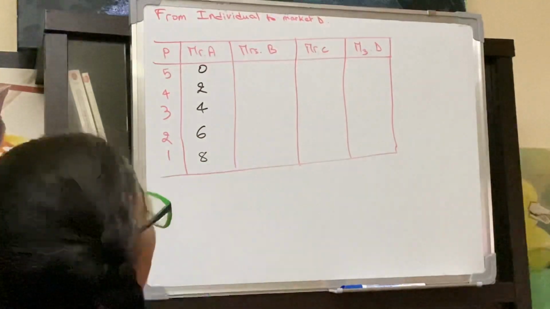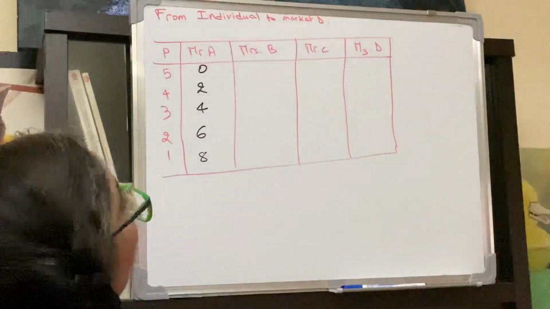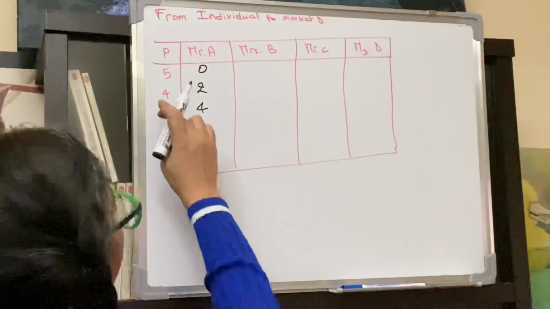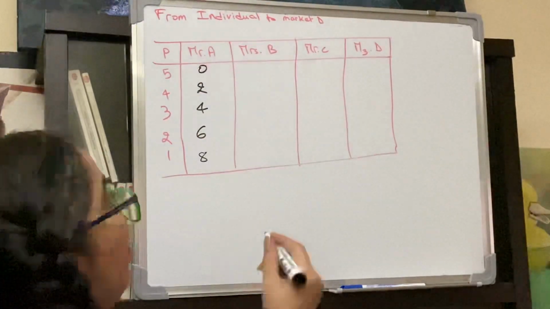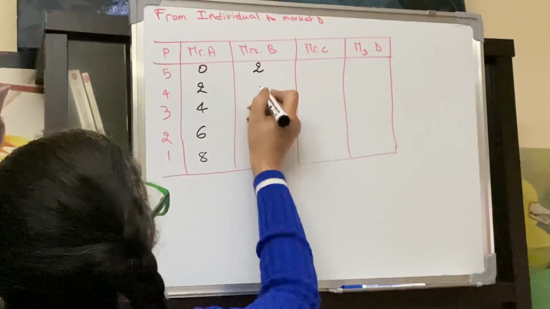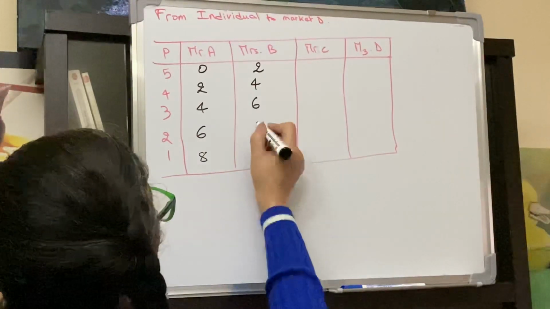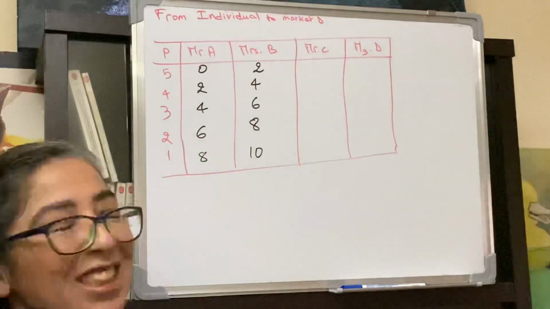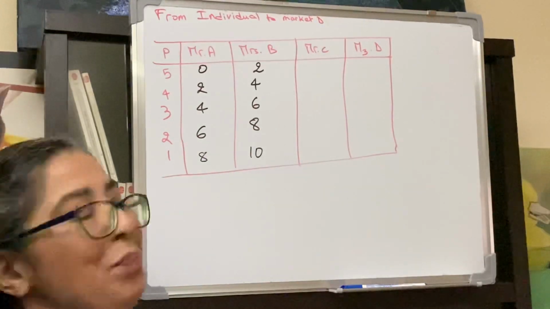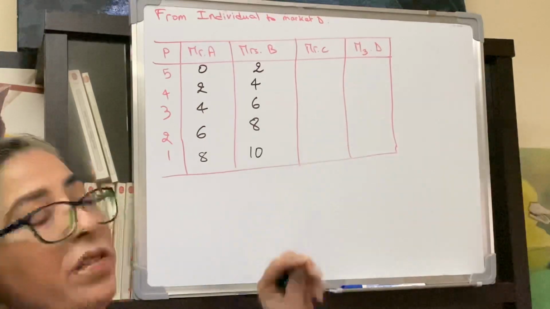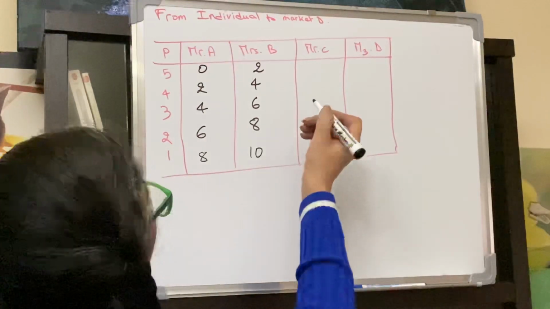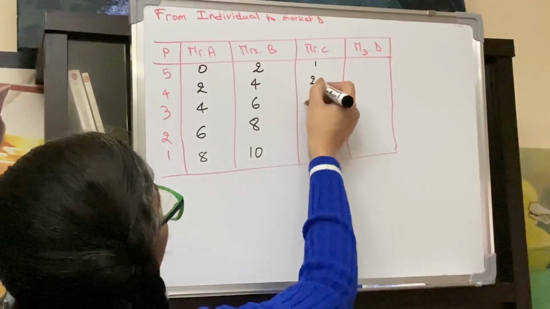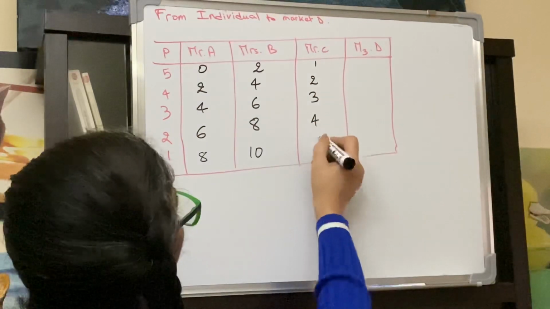So this is the demand for Mr. A. I'm going to go to the demand for Mrs. B, same prices, and I'm going to look at the quantities. So here, 2, 4, 6, 8, 10. Making it easy on myself. Moving on, Mr. C, same thing: 1, 2, 3, 4, 5.